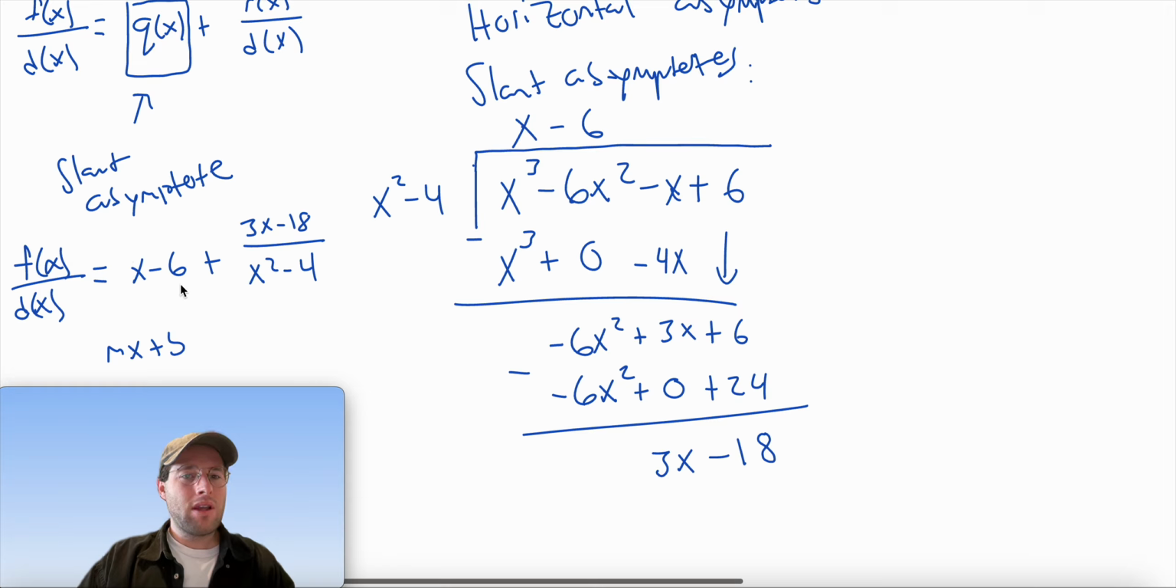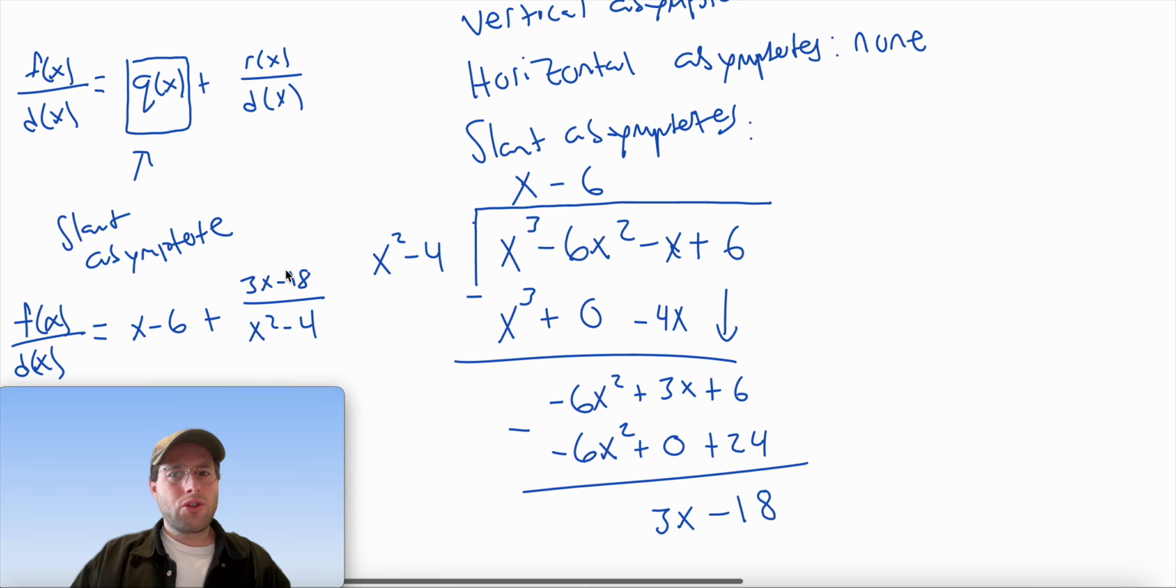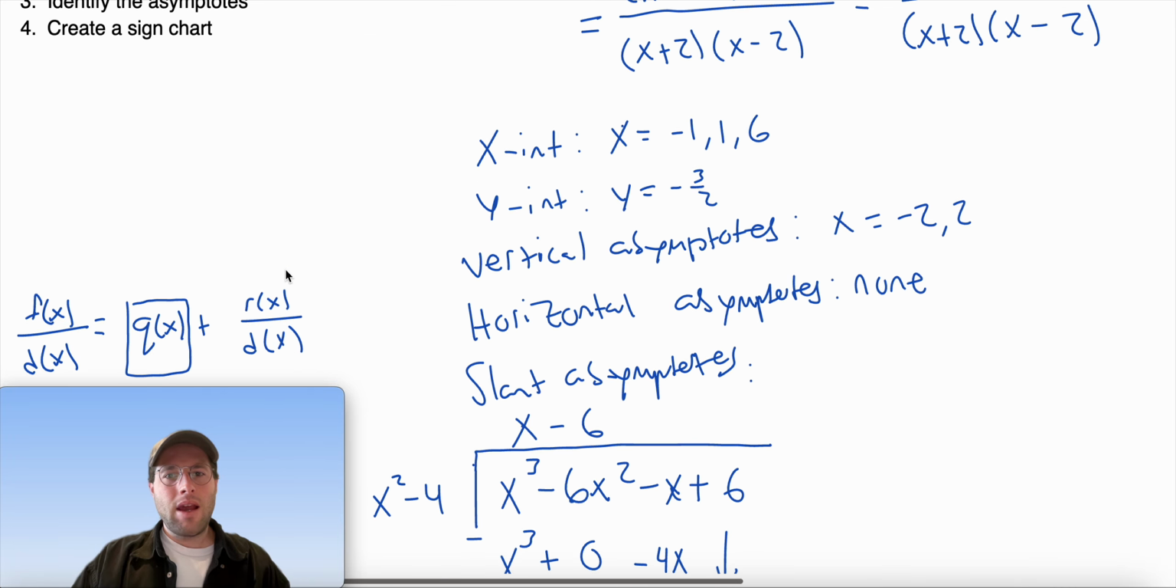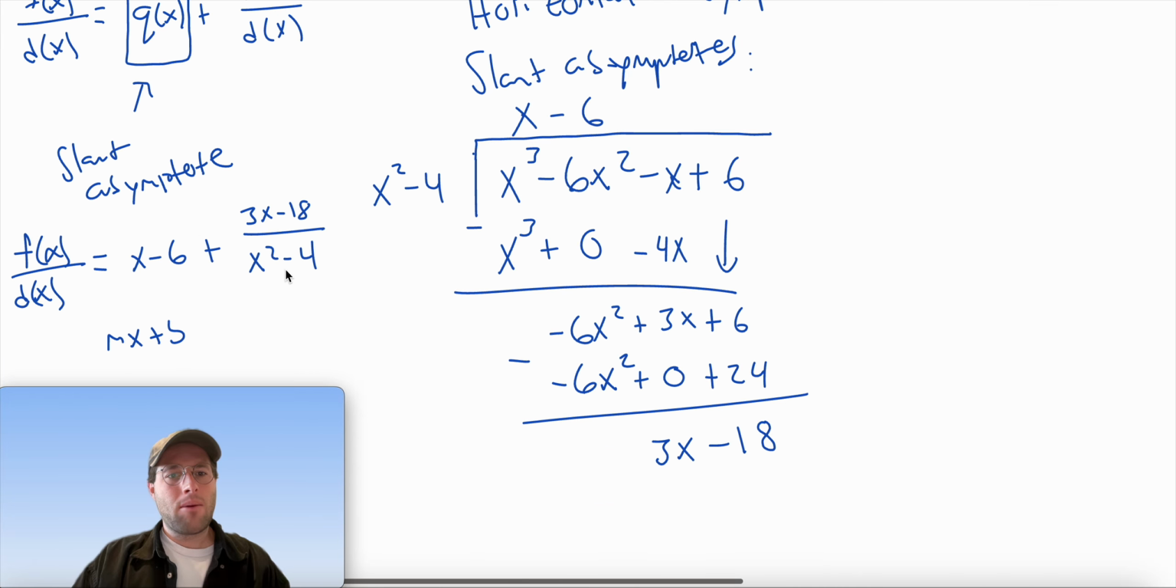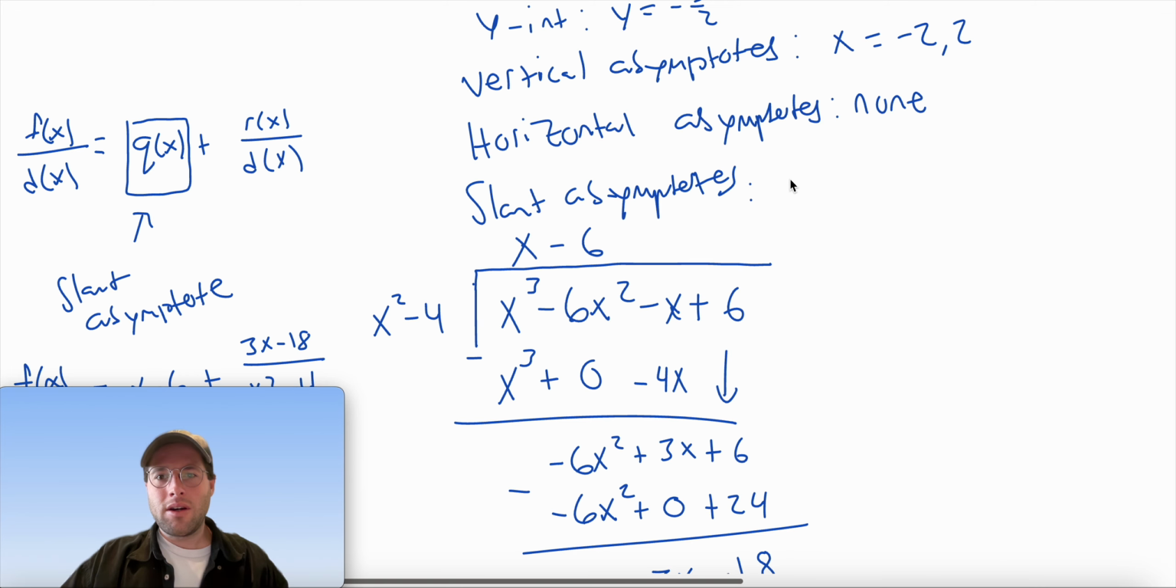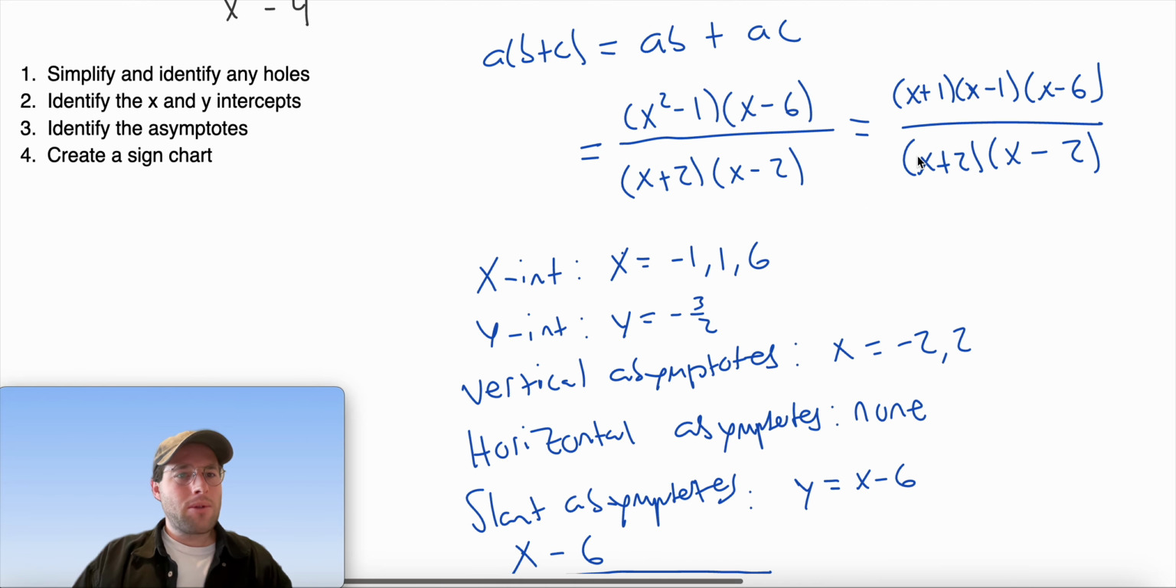Which means that we're just really going to be left with this part right here, the x minus 6, which tells us how our function, the rational function we're starting with, is going to behave as x gets larger and larger. And that is why we see a slant asymptote at this quotient right here, the x minus 6. Okay, so I'll just write the slant asymptote right here. That's going to be at y equals x minus 6. Okay, so I think that wraps up step number 3.